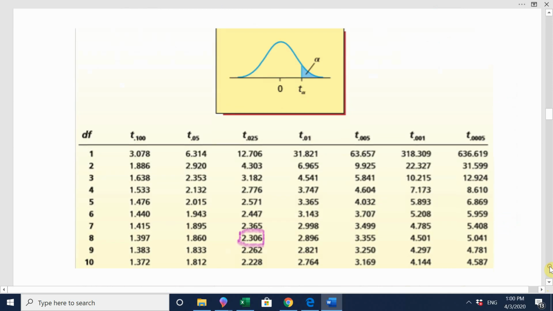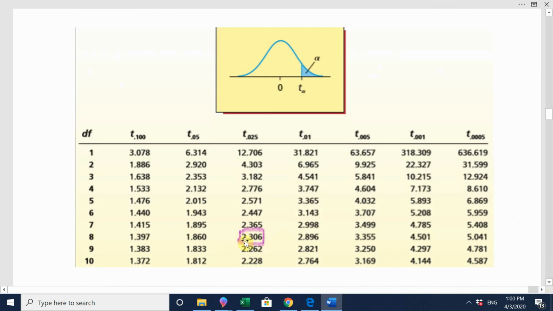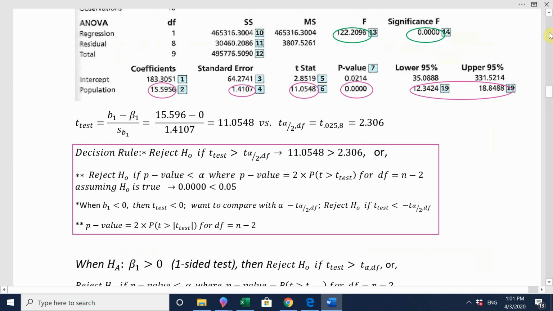Let's just go quickly into the t-table and see how we get this critical value. So once again, I'm looking at a t-point for an area of 0.025, and I'm looking at 8 degrees of freedom, so it gives me this value right here. Okay, so I have my critical value, I have my test value, and if I'm using the critical value approach, the decision rule is that I reject my null hypothesis if my test statistic is greater than my critical value. And indeed here I see that it is.